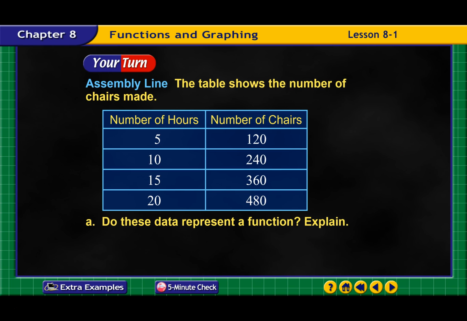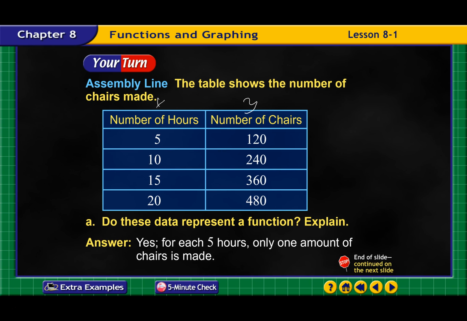All right, your turn, go. All right, so the number of hours. Does this table represent a function? If this is my x, this is my y. 5, 10, 50, 20, one value. Yes, this would be a function. Only one amount of chairs is made for every 5 hours.